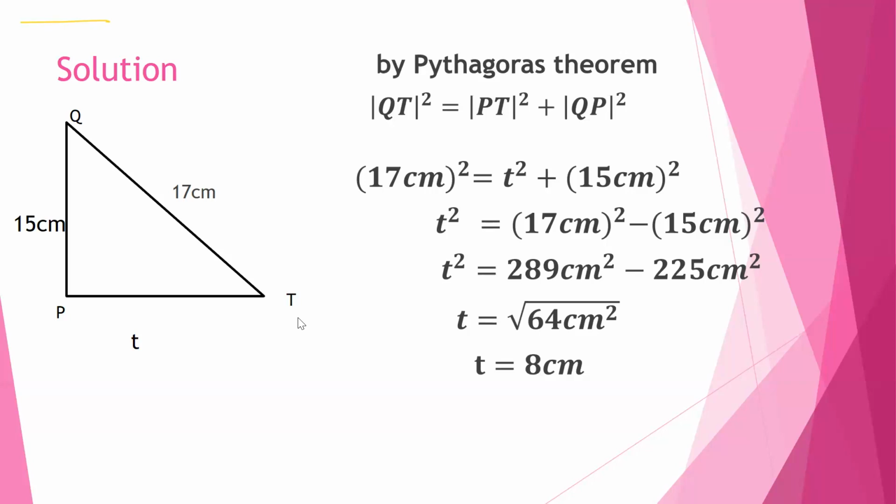Yes, ma'am. Let's hear you. Ma'am, please. I want to know how you got the 289 centimeter square and then 225 centimeter square. Oh, you can use your calculator to find the square root. The square of 17, that's it. So it's 17 times 17. Okay. Thank you so much. You're welcome. That's what I wanted to know. Thank you. You are welcome.